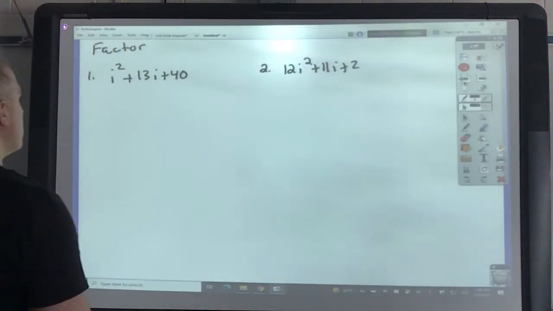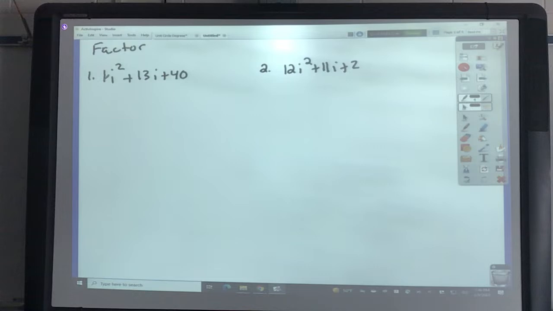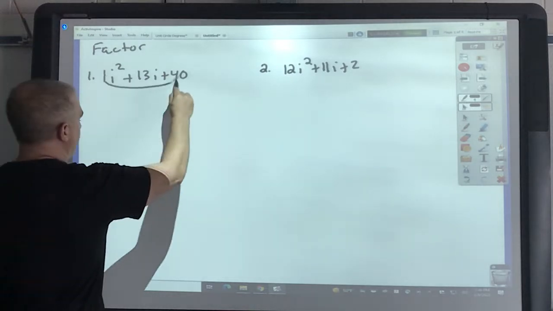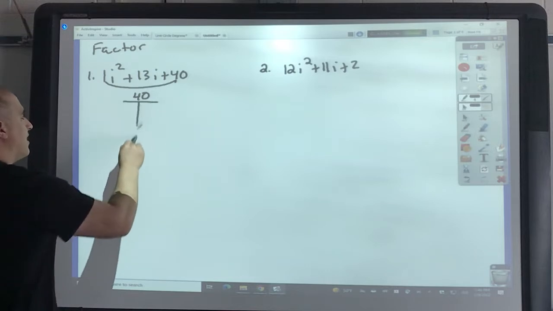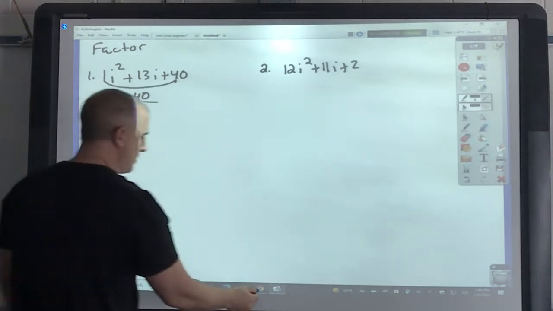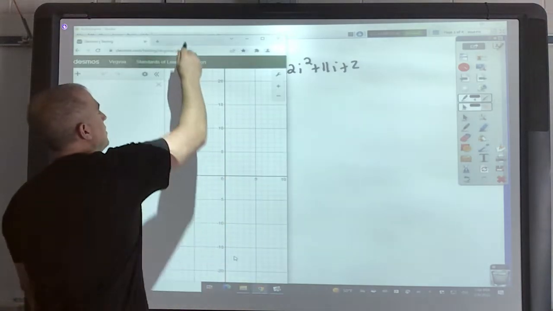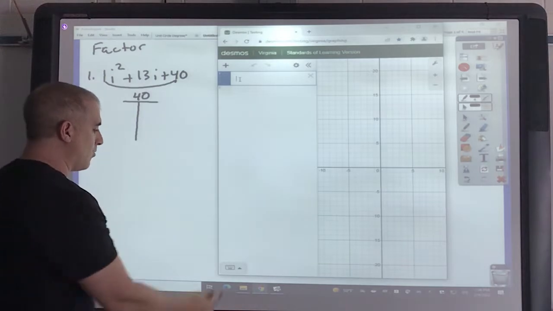Okay, so what you're going to want to do, I'm going to go ahead and put a 1 there. So what I want to do is multiply the front number times that, which gives me 40. And I want to find the factors of 40. If you need to use your calculator, please go ahead and do that. So you want to see what goes into something.